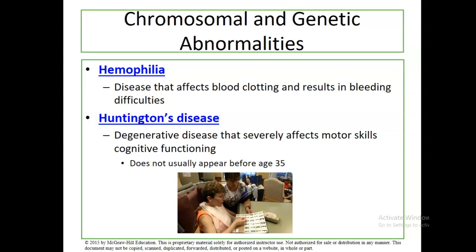Hemophiliacs are individuals that do not have the ability to form blood clots as easily as people without it. And so when we experience a cut and we begin to bleed, our body has a natural ability to form a blood clot, so that the bleeding can stop and heal itself. People who have hemophilia lack this ability, and so therefore cuts can be very life-threatening for them.